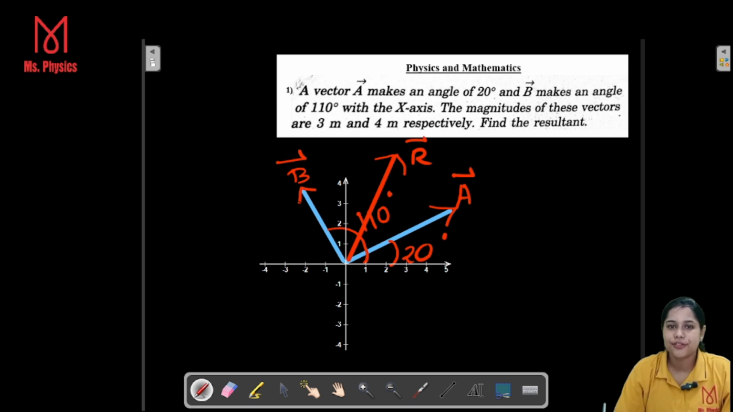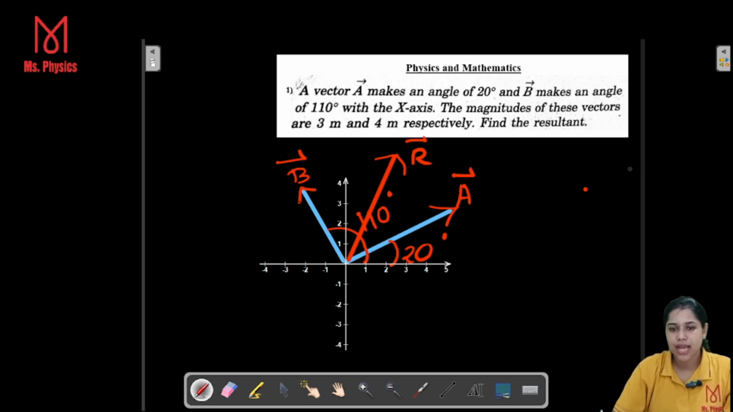So students, here is your first numerical. Just read aloud the numerical. A vector A makes an angle of 20 degrees and B makes an angle of 110 degrees with the x-axis. The magnitudes of these vectors are 3 meters and 4 meters respectively. Find the resultant. Now see the figure here, I have drawn the A and B vectors. A vector makes an angle of 20 degrees and B vector makes an angle of 110 degrees, and this is the resultant vector R. Because A and B are here, the resultant would obviously be in between them.